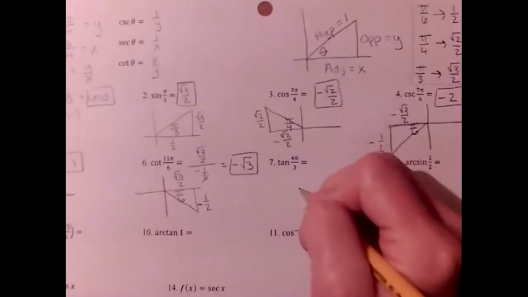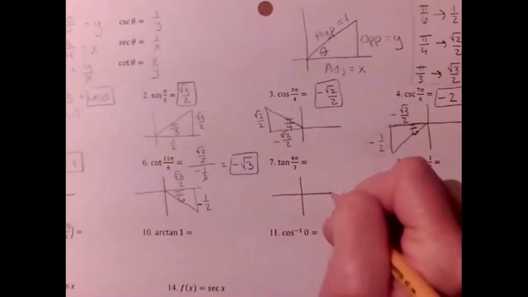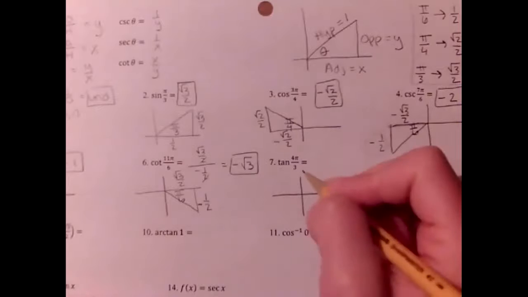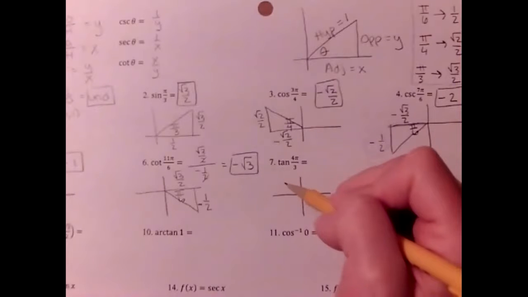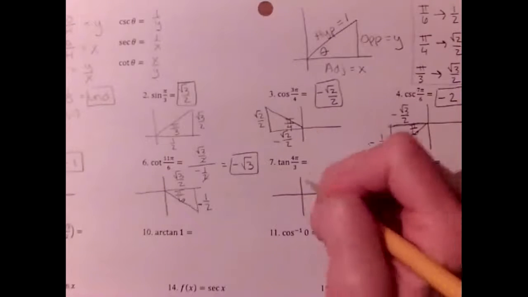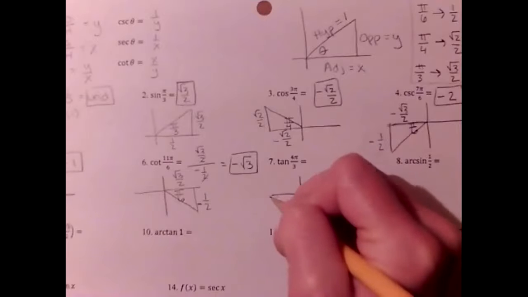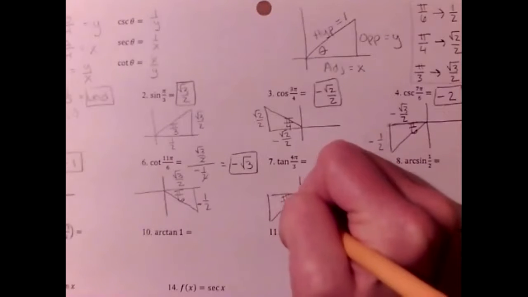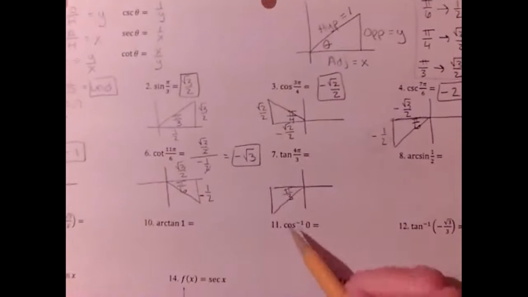All right, so the next one, 4 pi over 3. We need to figure out what quadrant that is in. What quadrant is 4 pi over 3 going to be in? Second quadrant. Third quadrant. Third quadrant, good. This would be 3/3, so 4/3 means that we went a little bit farther. Reference angle is pi over 3.